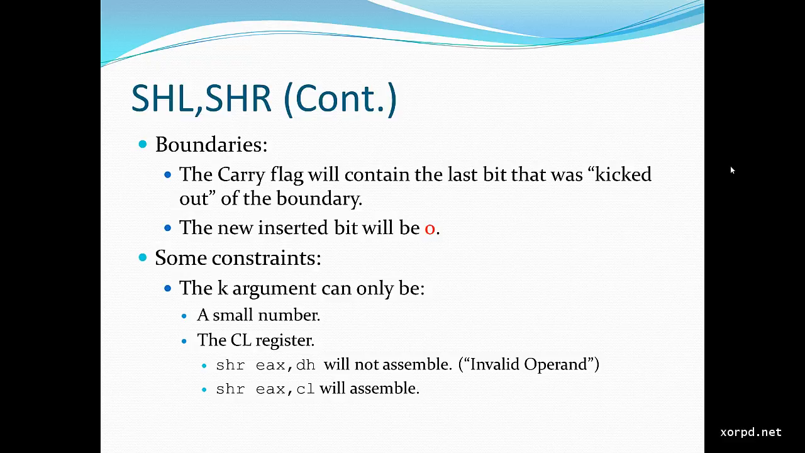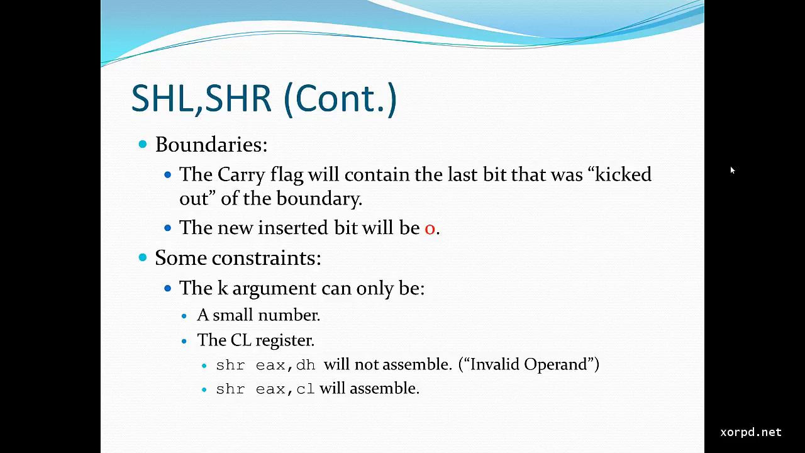Some constraints over those instructions. The K argument, which chooses the number of slots to shift, can only be one of the following. It could be a small number, and by small number I mean no more than 1 byte. It could be from 0 to FF. It could also be the CL register. It can't be anything else beside a small number and the CL register.